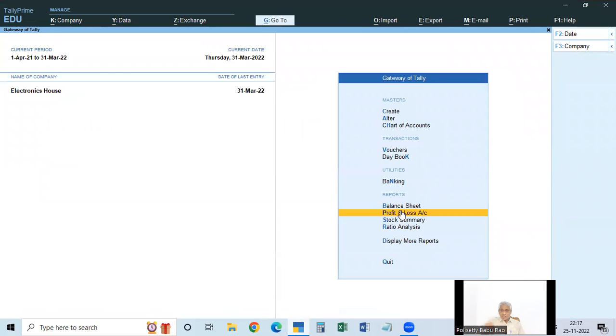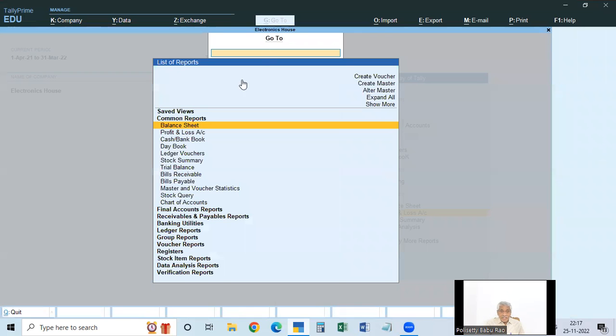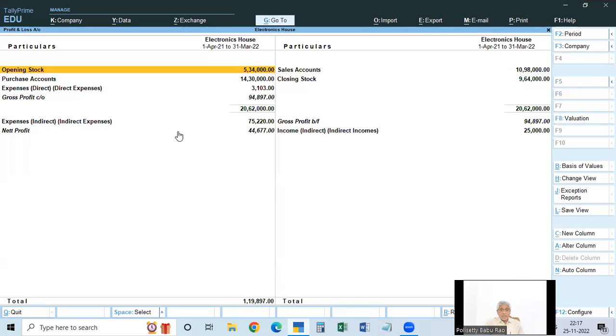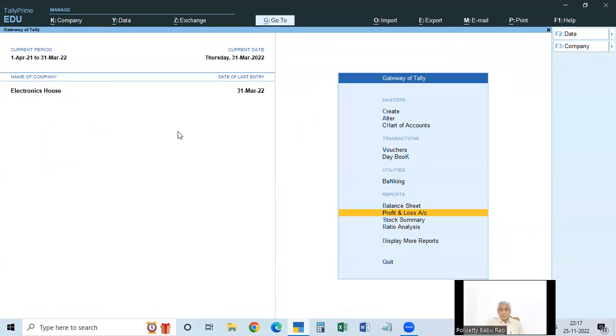Okay. Suppose you are working somewhere in Tally and you want to see the profit and loss account. Without closing that work, we can go to Alt G, go to function, and there you can see in the common reports, the second one is profit and loss. If you click that also, you will get the same profit and loss account.